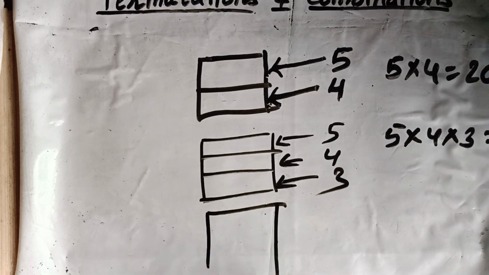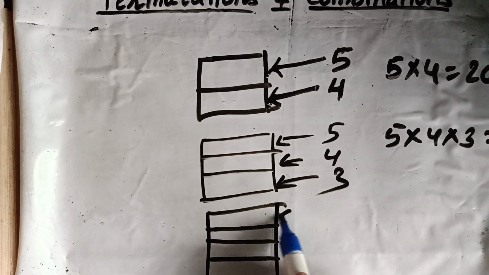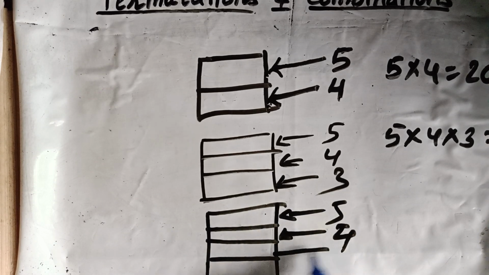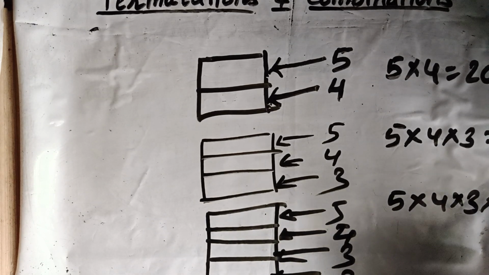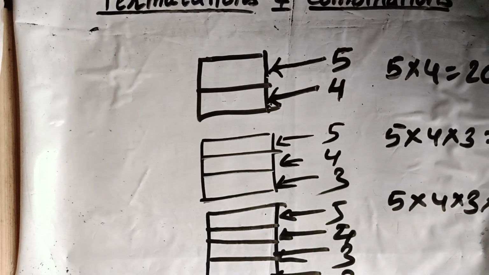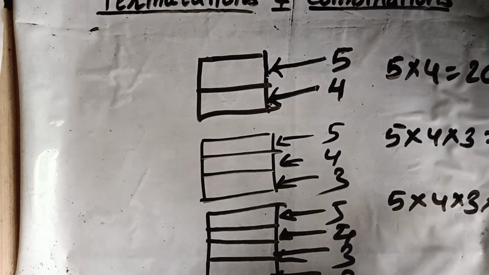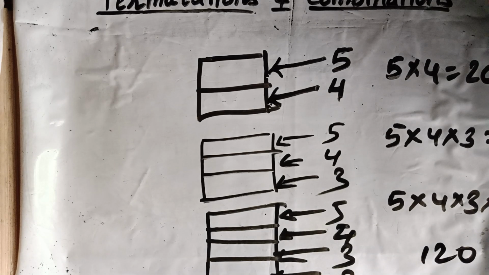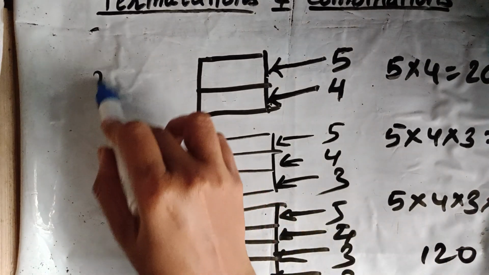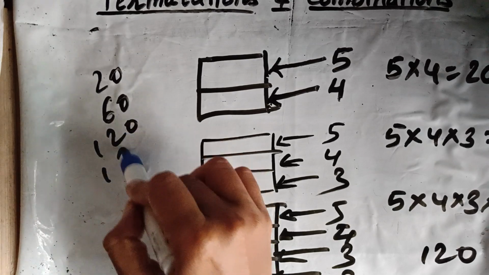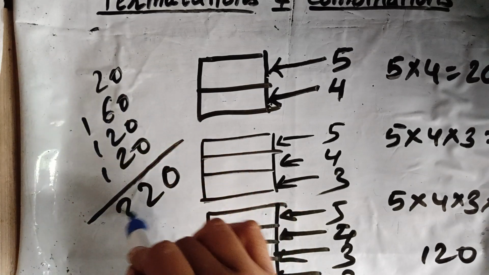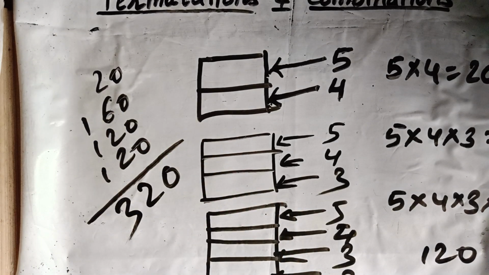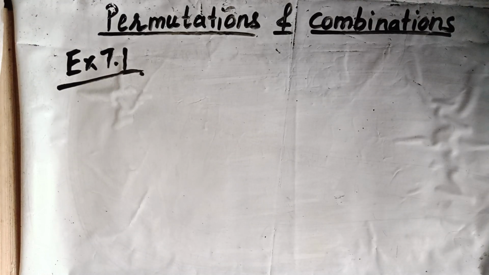Then 4 flags: 5, 4, 3, 2. So 5 into 4 into 3 into 2, 60 into 2, 120. Okay. And the last one is 5 flags. So 5 into 4 into 3 into 2 into 1. Again it will be 120. So the total will be 20 plus 60 plus 120 plus 120. Okay, 320. Total is 320.